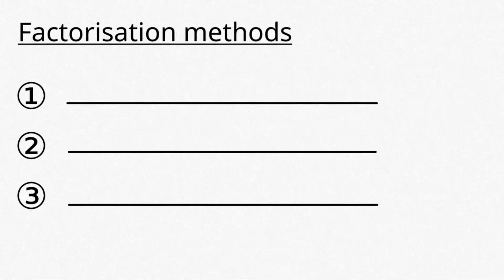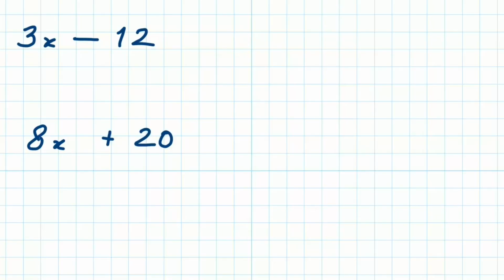The first one is called common factor. In this first example, 3x minus 12. 3 and 12 both have a factor of 3. That means they both are in the 3 times table. So we start by writing equals 3 open bracket. Now we need to write what you multiply 3 by to get 3x. Well, 3 times x gives you 3x. Now we write the minus sign again and now think 3 times what would give you 12. Well, the answer is 4. So the final answer to this is 3 open bracket x minus 4 close bracket.